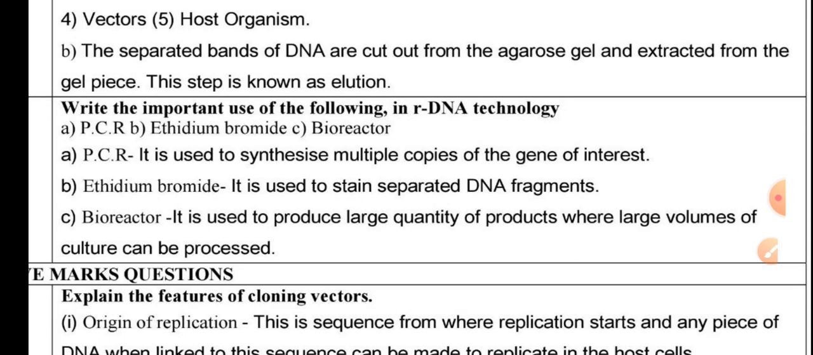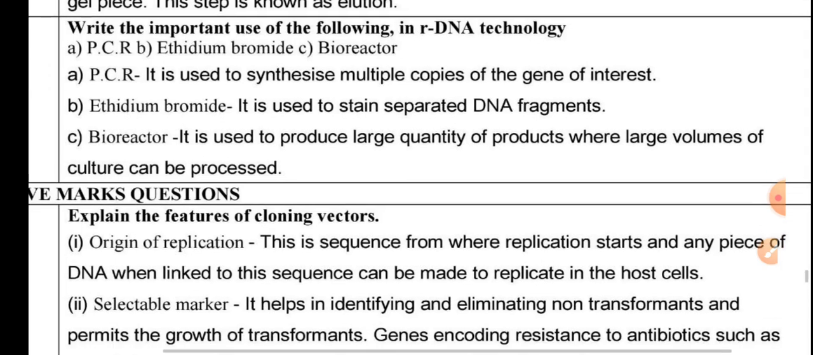Write the important use of the following in rDNA technology: PCR, polymerase chain reaction, ethidium bromide, bioreactor. PCR is used to synthesize multiple copies of the DNA of interest. Ethidium bromide is used to stain separated DNA fragments. Bioreactor is used to produce a large quantity of products where a large volume of culture can be processed.